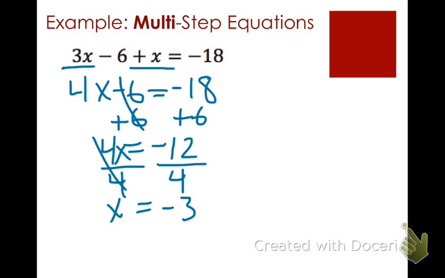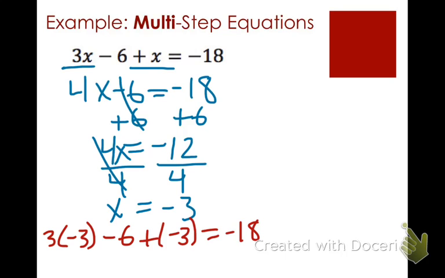Remember, we can always check our answer, so let's plug it back in. 3 times negative 3 minus 6 plus a negative 3 equals negative 18. 3 times negative 3 is negative 9 minus 6 plus a negative is just minus 3. Negative 9 minus 6 minus 3 is negative 18. So we know we did it right.